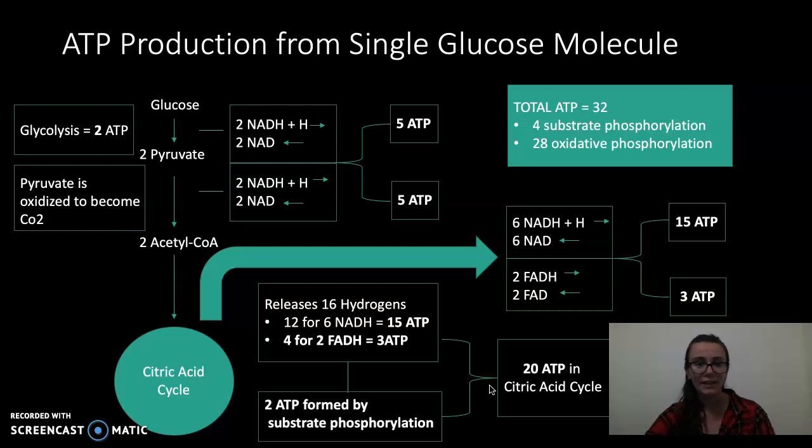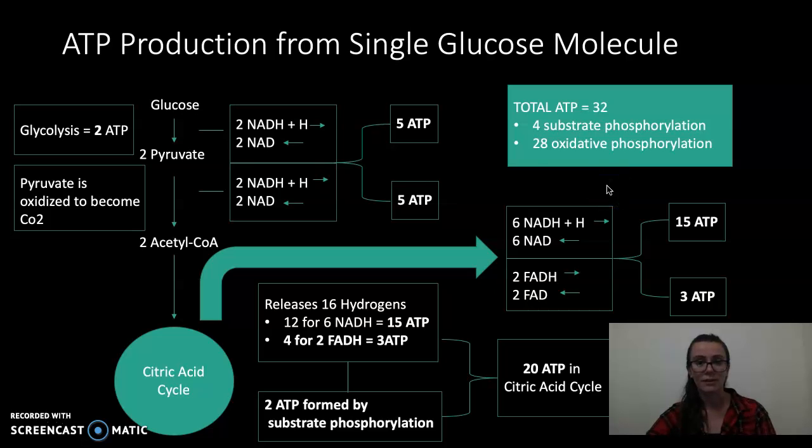So if you combine everything that's here in the bold, you're going to have a total ATP yield from a single glucose molecule of 32. 4 will be from substrate phosphorylation, and then the 28 will be from oxidative phosphorylation.